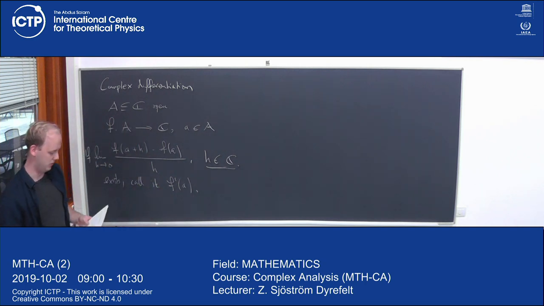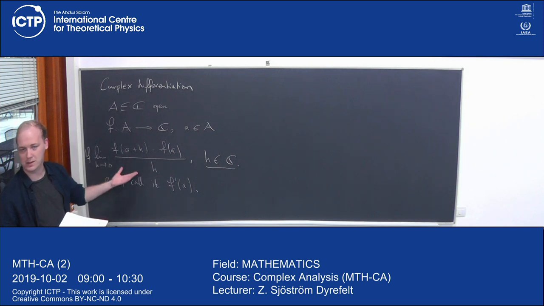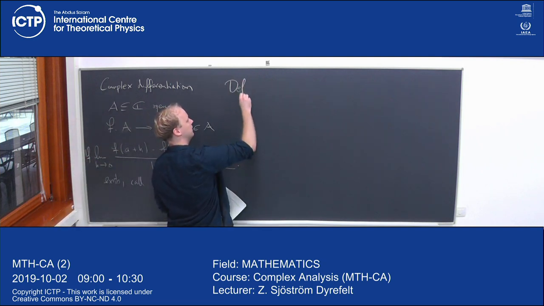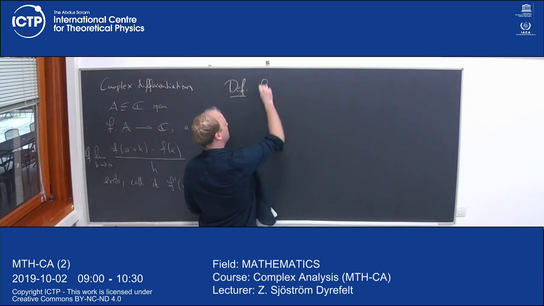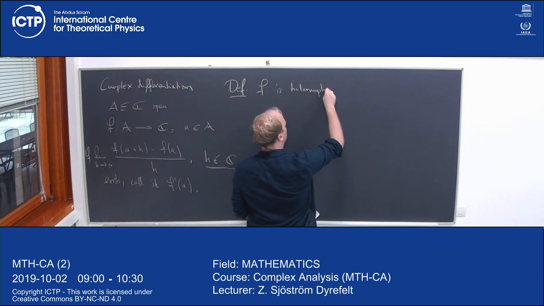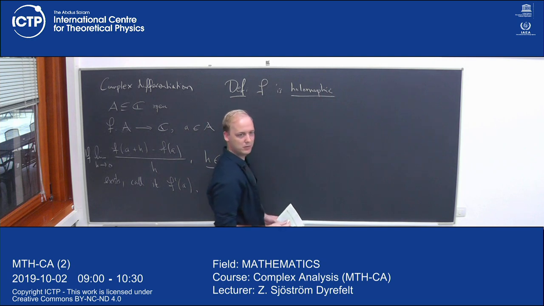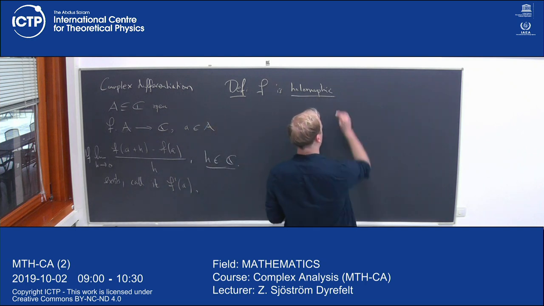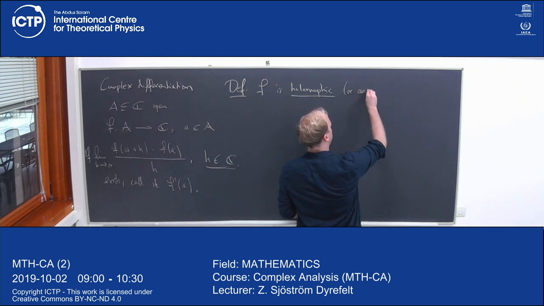So that is the usual notation. I wrote all this last time, so I don't have to write everything again, but we said that f is differentiable at a if this limit exists. And since this is a very key definition, let me just write this part. So then we said that f is holomorphic. And this will mean the same thing as analytic, but for the moment I will use the word holomorphic, or analytic.